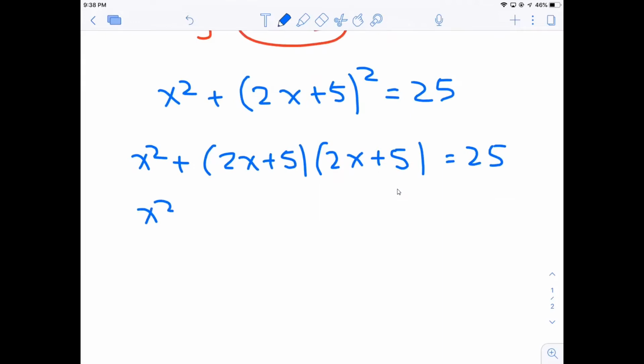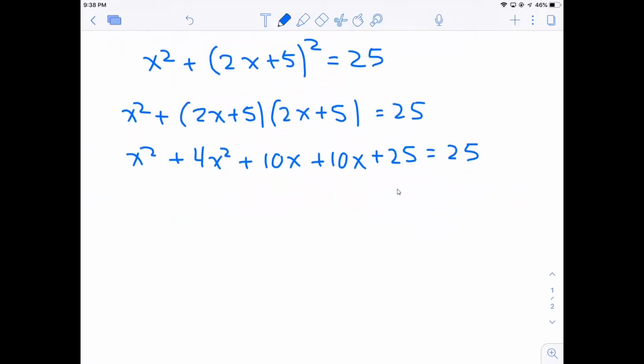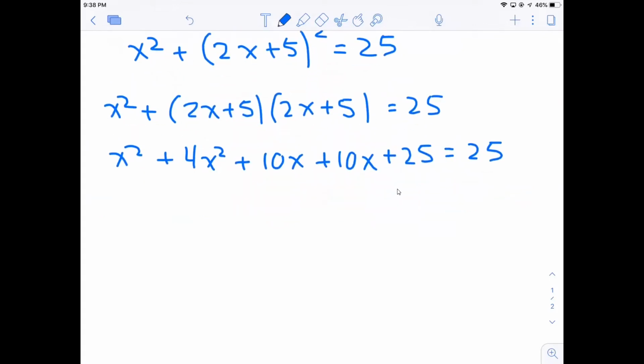2x times 2x is plus 4x squared. 2x times 5 is plus 10x. We're going to have two of those, so plus 10x plus 10x. 5 times 5 is 25, equals 25. So we have a quadratic equation, right? Because we have x squared terms.